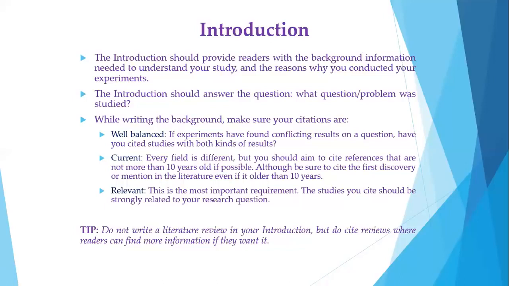Okay, so the next idea behind writing the citation is that we should cite only relevant literature. We should not cite literature that we do not find relevant. Maybe your friend or a colleague has published a paper and you just want to increase his citation count, and that is why you have included it in your particular research paper. That is not acceptable. You should not do that. You should always include references that are relevant to your particular field. Okay, and next, do not write a literature review in your introduction, but do cite the reviews where readers can find the information if they want to.